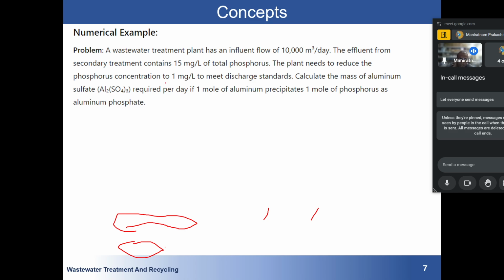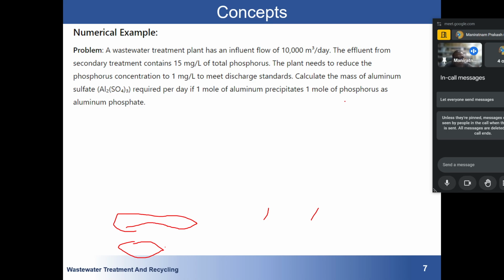After discharge we have 1 milligram of phosphorus. So they are asking how much aluminum sulfate has to be added, given that 1 mole of aluminum precipitates 1 mole of phosphate. Okay. So similar to that, if another question was to achieve 90%, and remember this ferric chloride will be only used for removal of phosphorus.